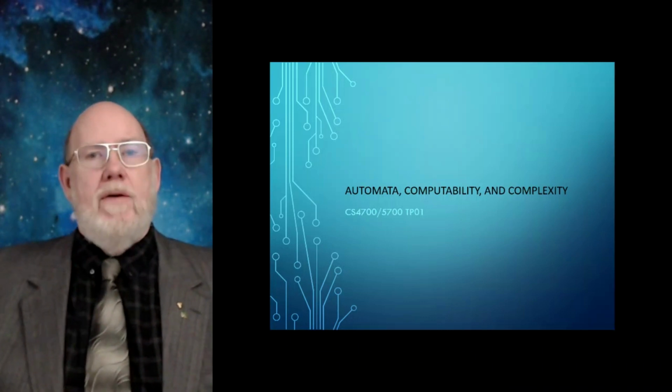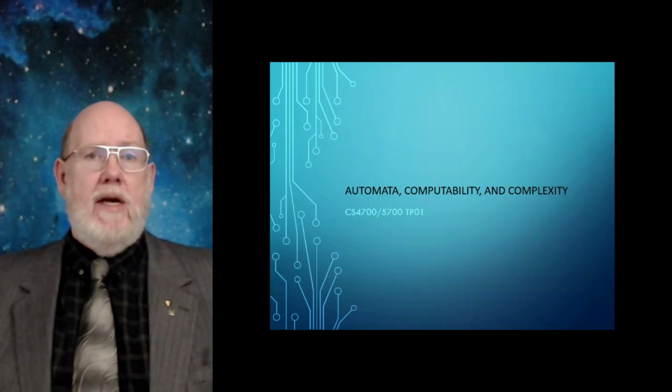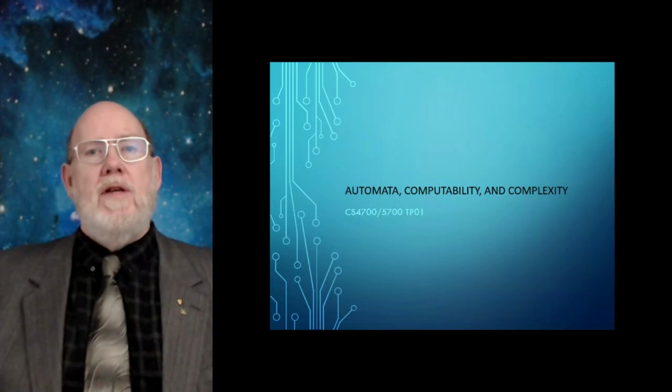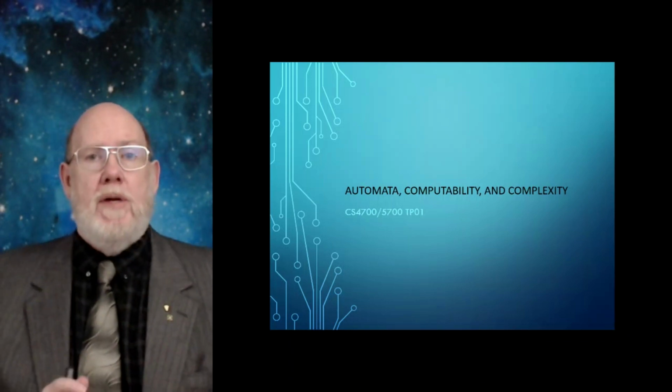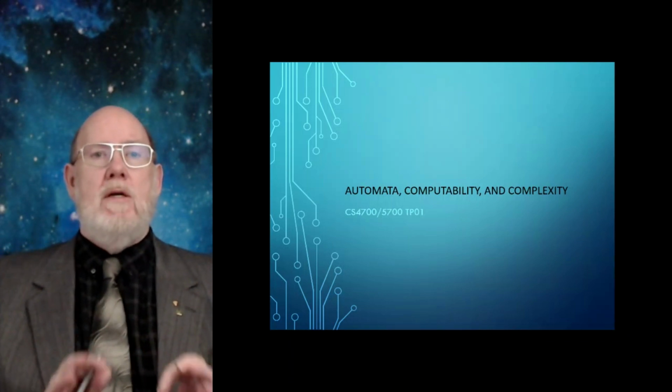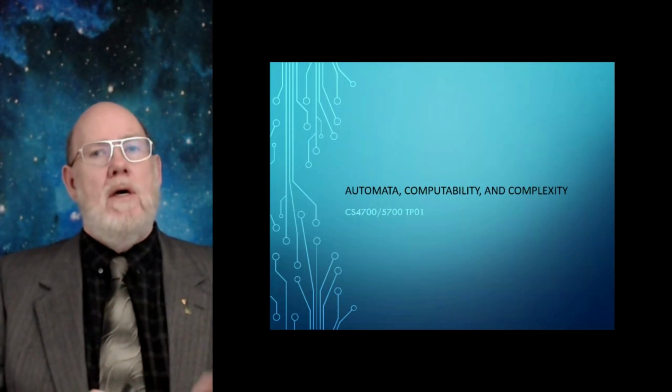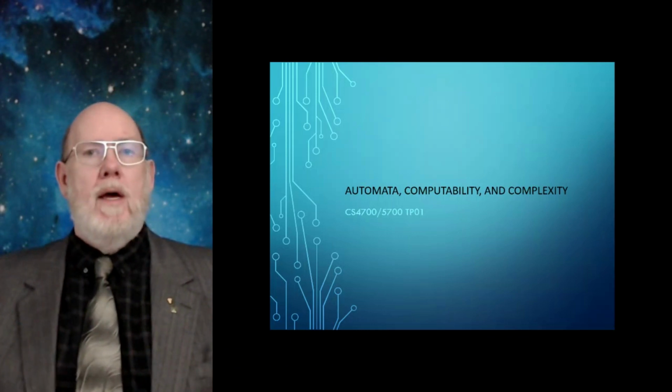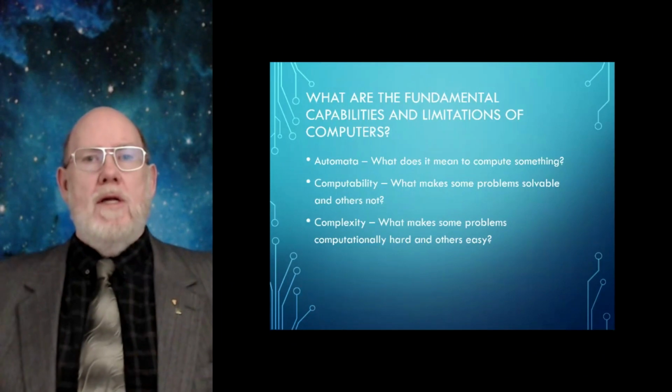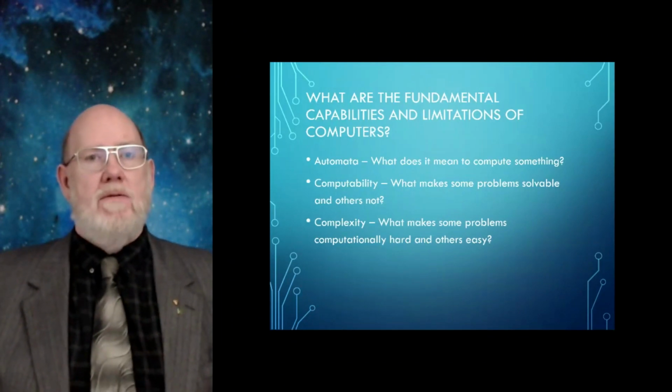Welcome to CS 4700 or 5700 if you are taking this as a graduate student. This course is an introduction to the theory of computation, and we will examine three distinct topics over the course of the semester: automata, computability, and complexity. So let's take a moment and briefly summarize each of these.